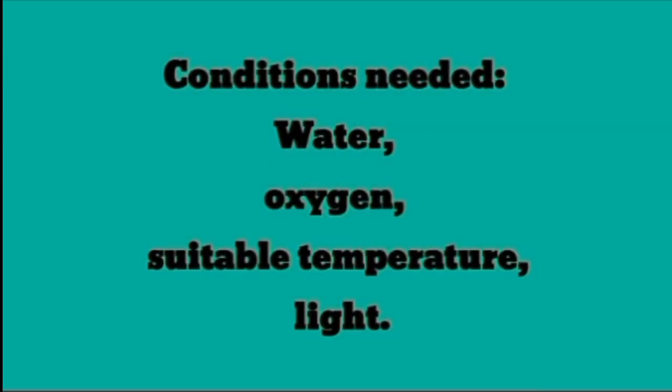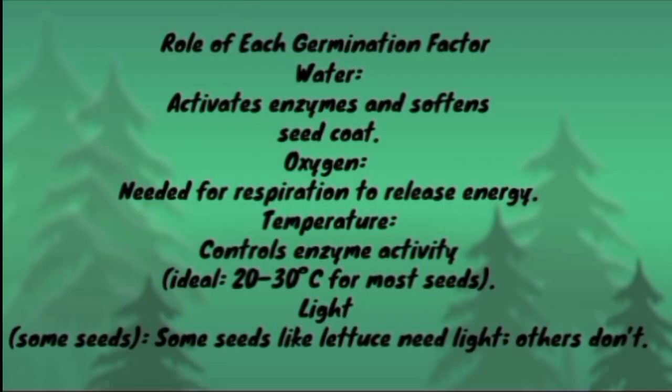Conditions needed for seed germination are water, oxygen, temperature and light. If any of the conditions is missing, the seed cannot germinate properly. Let's discuss the role of each factor that is required for seed germination.